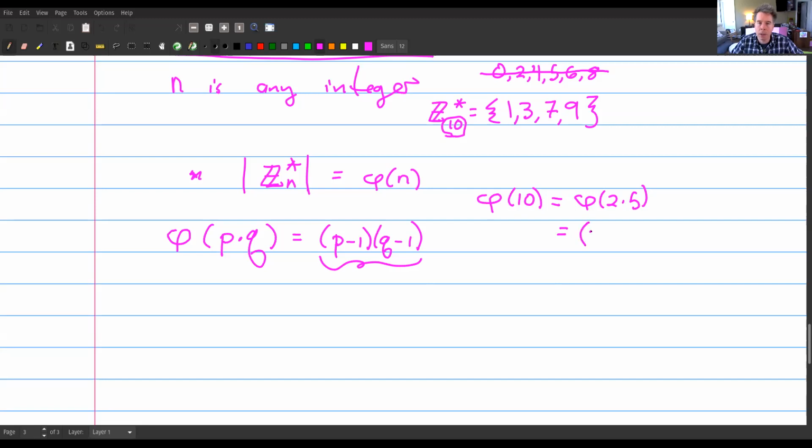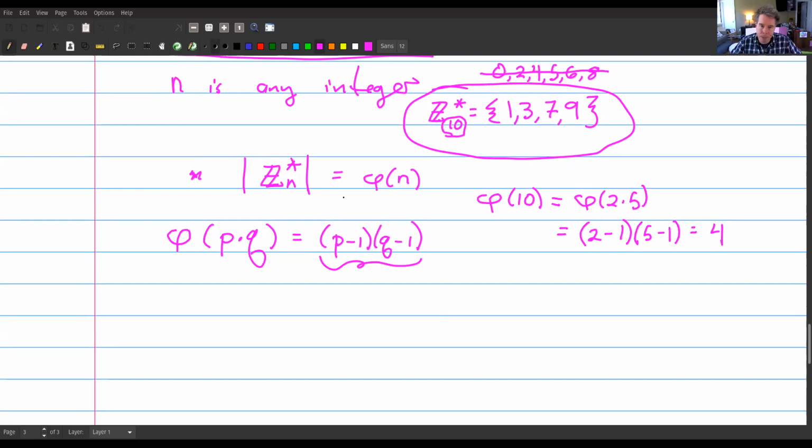I'm sorry, I can't stand the suspense. I have to answer it myself. It says 2 minus 1 times 5 minus 1, which is 1 times 4, which is 4. We already knew it was 4, right? Because we had... That's the cardinality of that set? Yeah. That's right.